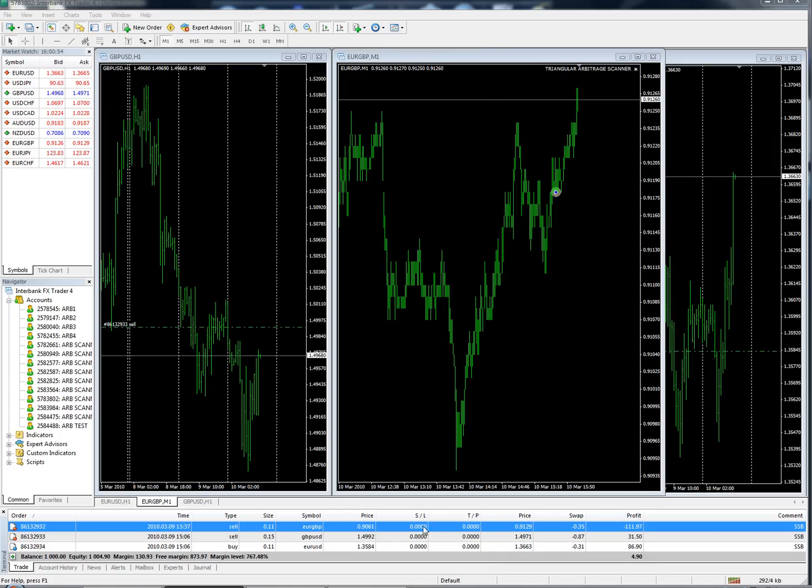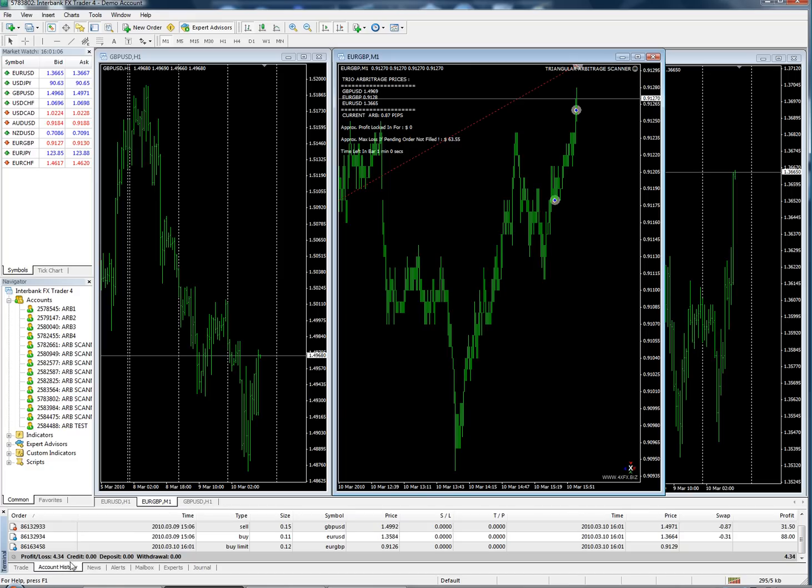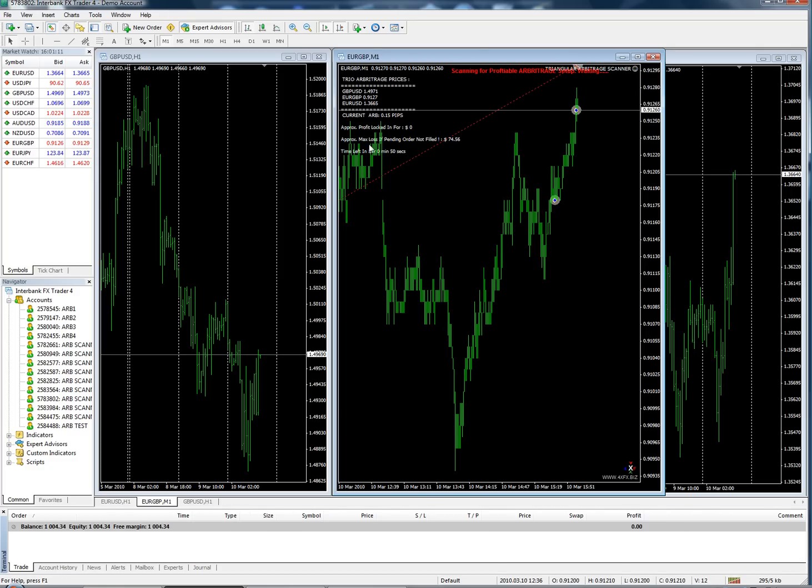Now here's an example of a profitable arbitrage setup from a previous trade. And we have a profit of $4 overall, and the EA just closed it right away quickly for $4.34. And I placed a sell-buy-buy combination. And the EA again will resume and scan again for another setup.